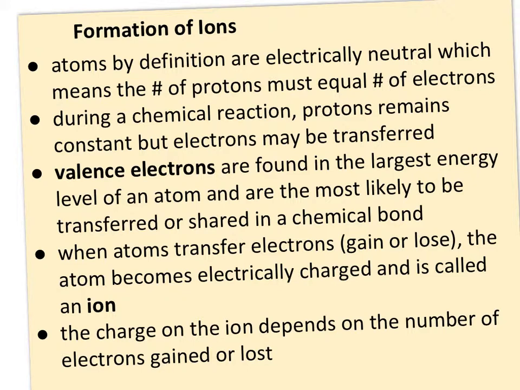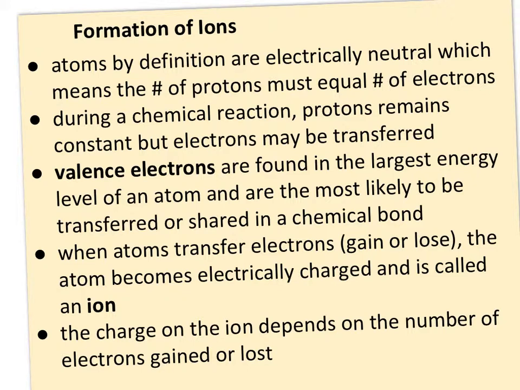By definition, atoms are electrically neutral, so the number of protons has to equal the number of electrons. During a chemical reaction, protons remain constant. If the protons change, then you have a big reaction called a nuclear reaction. But electrons can easily be transferred, meaning gained or lost.